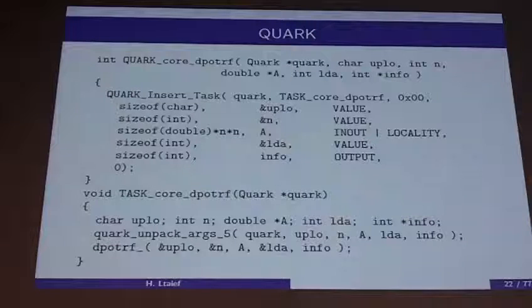This is the way it looks for a kernel called DPOTRF, which is one of the main kernels for the Cholesky factorization. There is this API, QUARK insert task, and you specify the name of the task, the different parameters, and the different directions. Again, whether it's in-out or output, and some flags that you could mention as a hint for the scheduler. And here, this is the definition of the task itself.